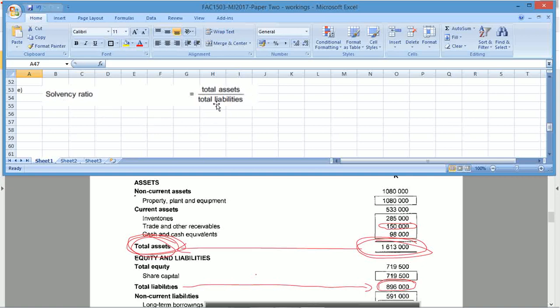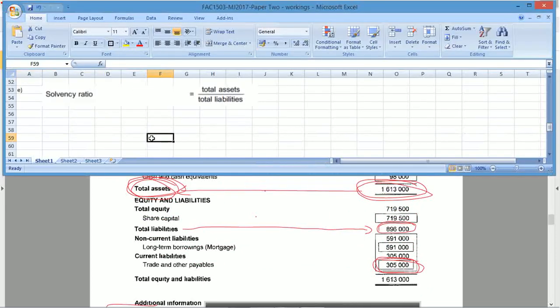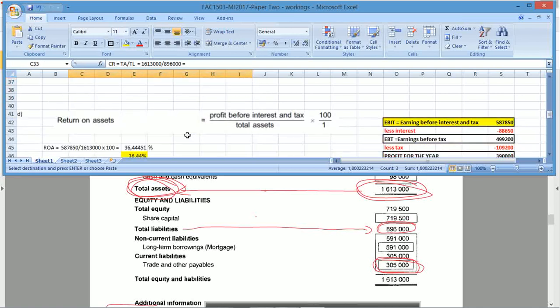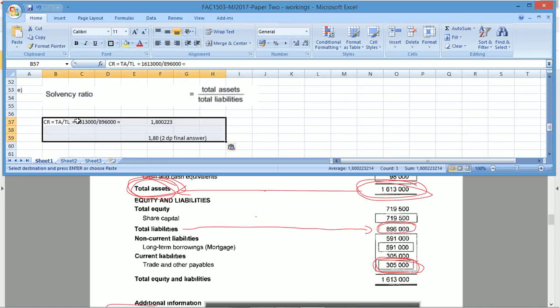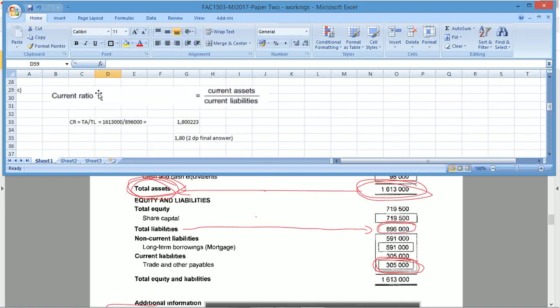Next, solvency ratio: total assets, total liabilities, easy. Hold on a sec. I'm thinking here, oh, no wonder, I made a mistake. Total assets and total liabilities, this was actually solvency. Be careful, I made a mistake with the equation. Solvency was total assets over total liabilities. We need to fix this. Current ratio is current assets over current liabilities.